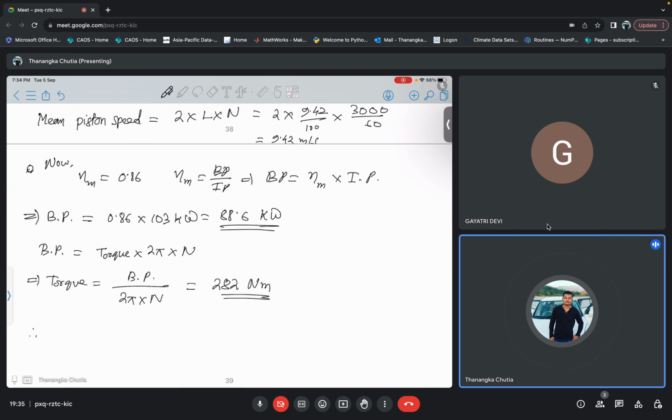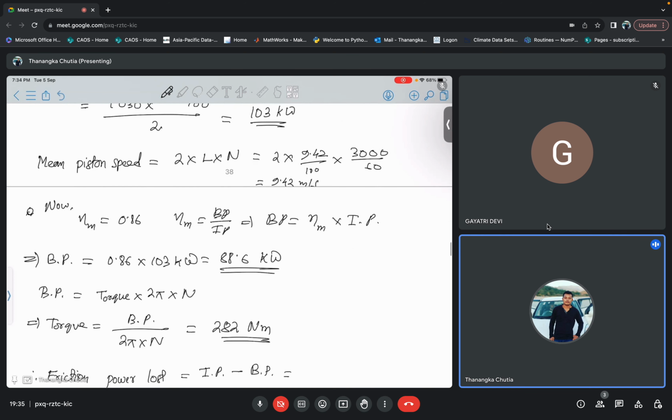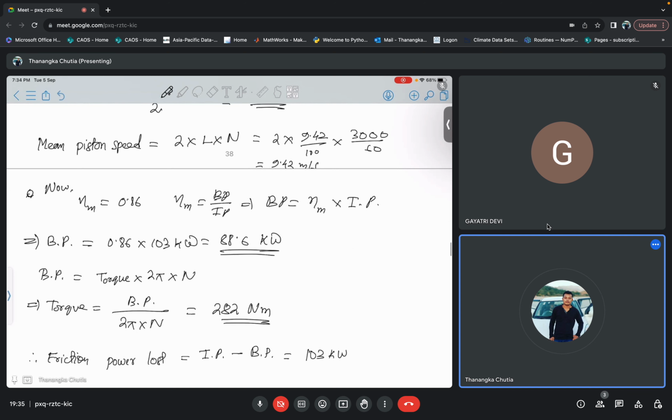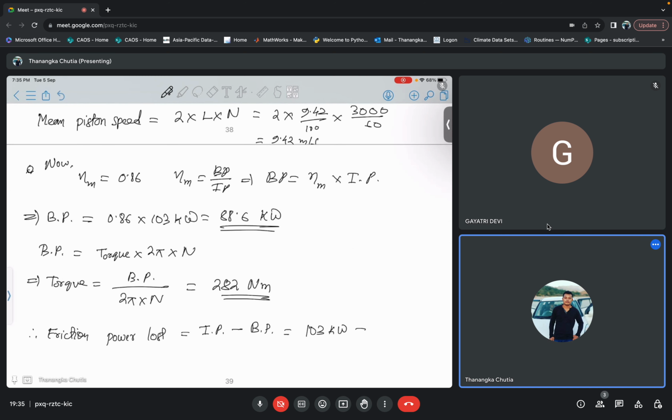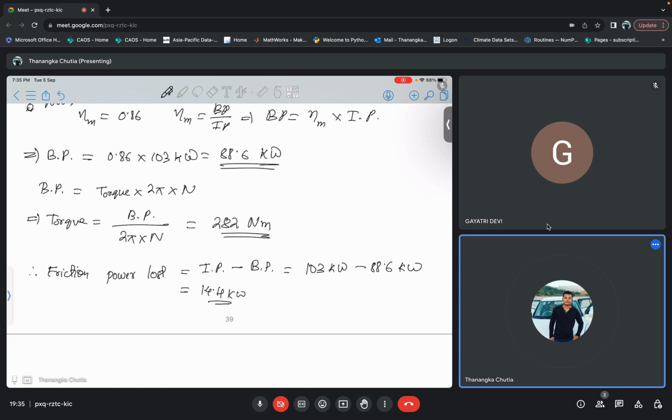Now again we need to find out the friction power loss. So friction power loss is equal to indicated power minus brake power, yes or no? So this will be equal to, indicated power is given as 103 kilowatt, and brake power we got as 88.6 kilowatt. So just the difference of this, you will get 14.4 kilowatt. That is the friction power loss.